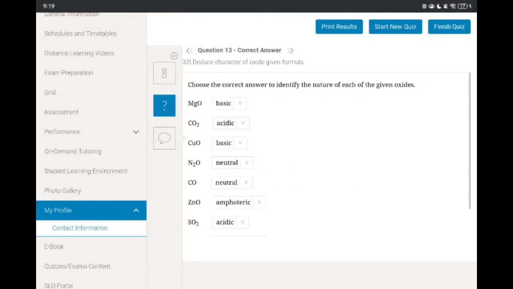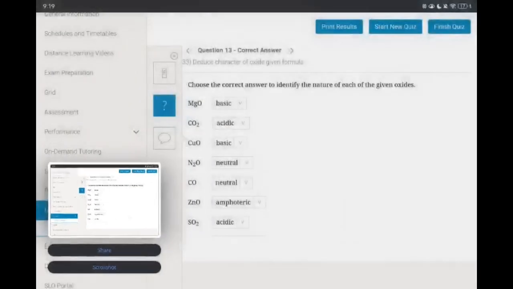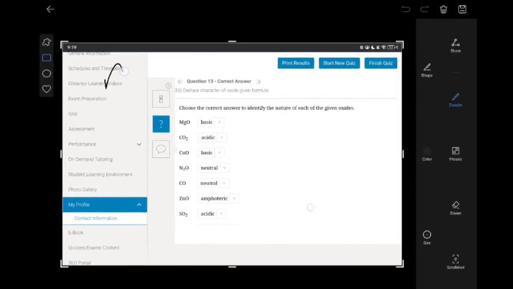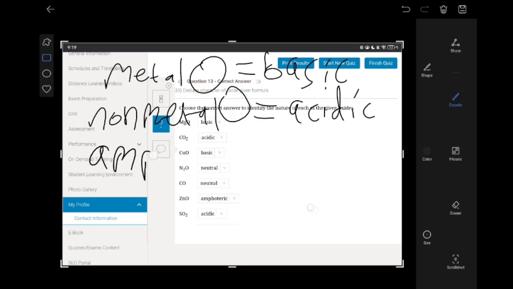So now they give you a bunch of oxides and they want you to find out if they're basic, acidic, or neutral. So you have two main rules. Any metal oxide, so I'm just gonna write metal O, and you have non-metal O. O is for oxide. Metal O would be basic, and non-metal O would be acidic. There are exceptions to both of them. So you have something called amphoteric, which can react as both an acid and a base, and you have something called neutral, which doesn't react with either of them.